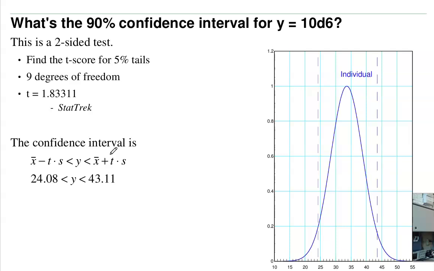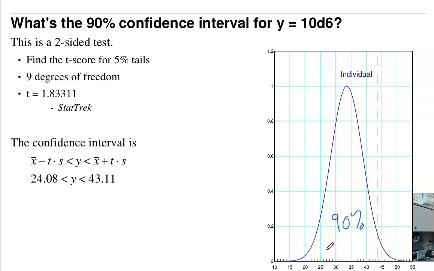Another question. What is the 90% confidence interval for rolling 10 six-sided dice? Again, when I roll 10 six-sided dice, there's a spread. I sometimes get low rolls, sometimes get high rolls. Where is 90%? How far left and right do I have to go to capture 90%?